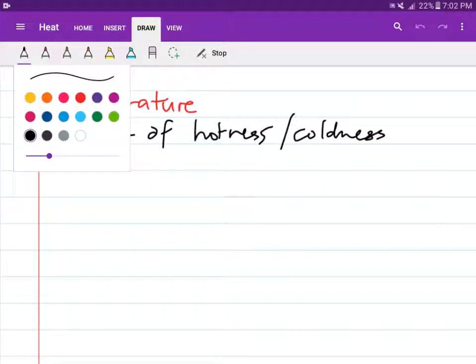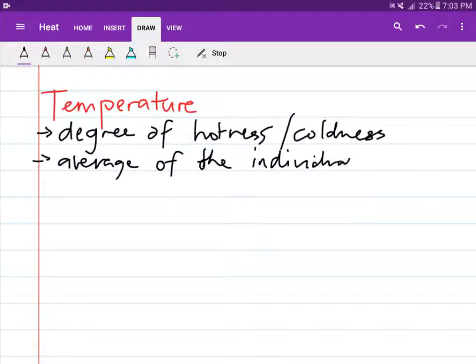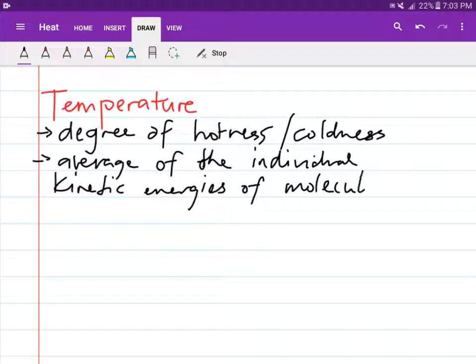So temperature is also called the average value, or simply the average of the individual kinetic energy of the molecules in random motion.